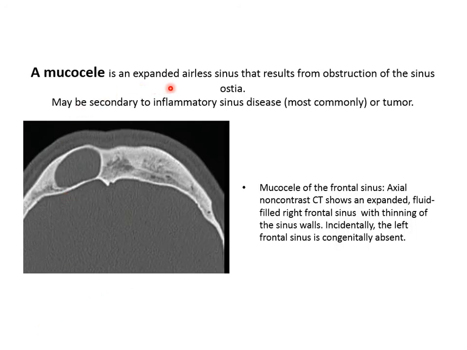Mucocele is an expanded airless sinus that results from obstruction of the sinus ostia. May be secondary to inflammatory sinus disease, most commonly, or tumor. Axial non-contrast CT shows an expanded fluid-filled frontal sinus with thinning of the sinus wall. Mucocele behaves kind of like a tumor. It destroys, it expands, so you see bone destruction and bone expansion like a tumor, but it behaves like that.